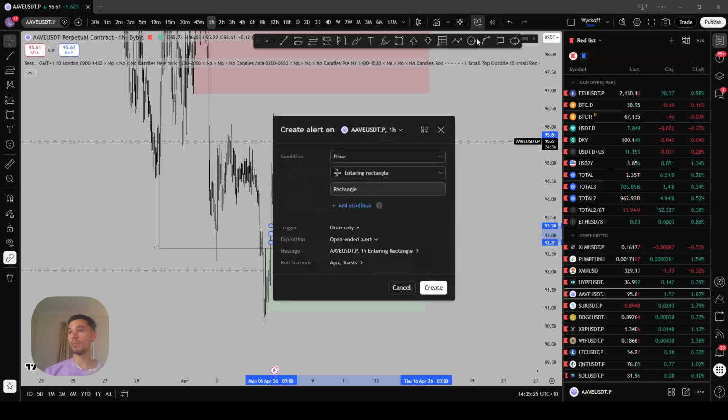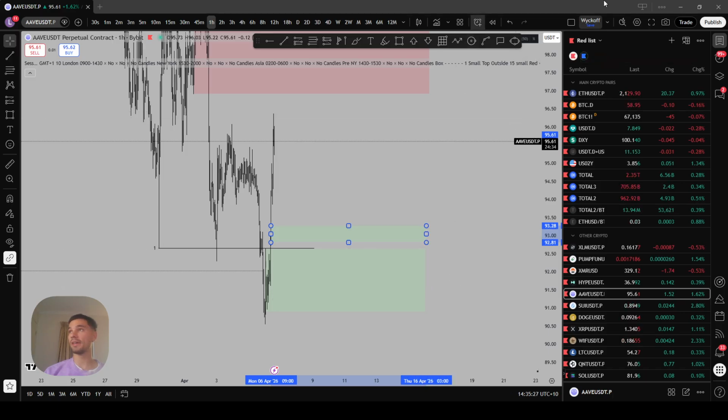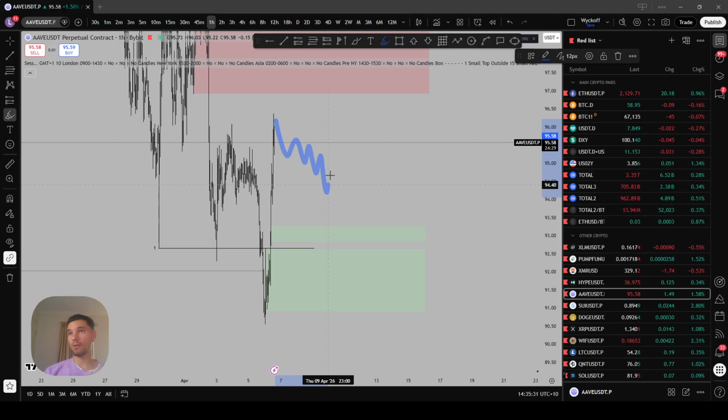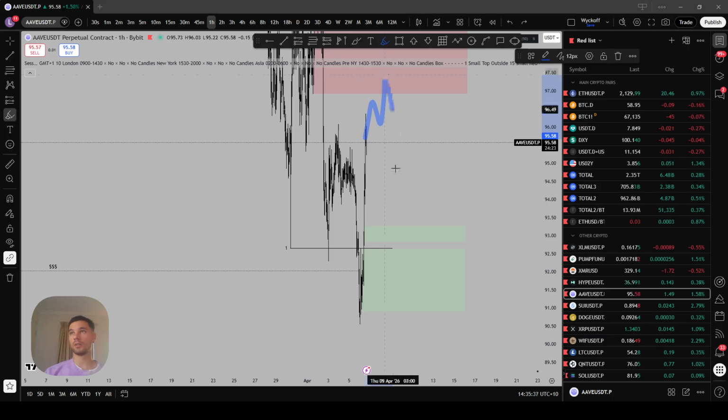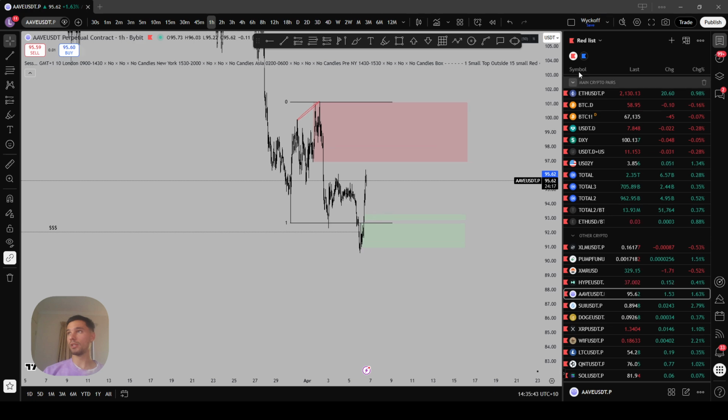So yeah, this is what I am expecting on Aave. Some nice pullback, slow and steady into here, break of structure, and then up and away, but only after we've mitigated that supply. So we will see what happens.